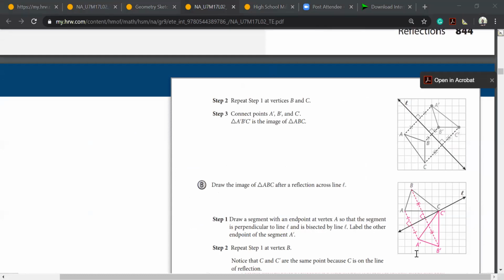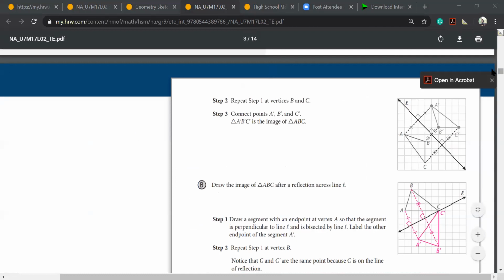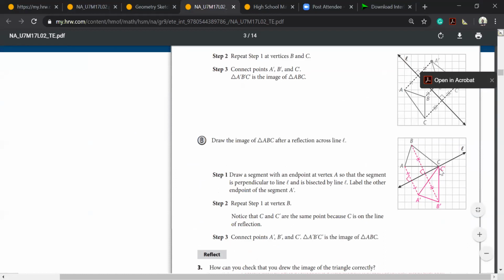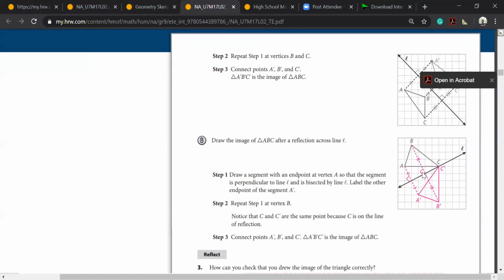Let's see the answers. Yes, C and C prime are the same. And then using my ruler, I put the small lines of the ruler on line L until I made sure that this is 90. And then I measured the distance from here to here. And then I will copy it to the other side. And this was 2 centimeters. This will be 2 centimeters. It is 3. It will be 3. Whatever.